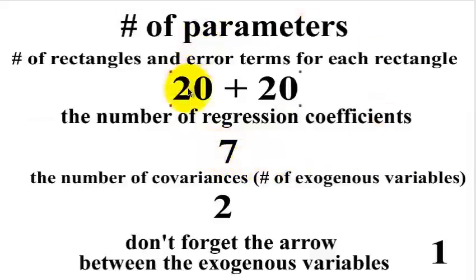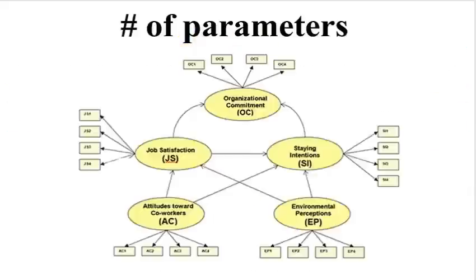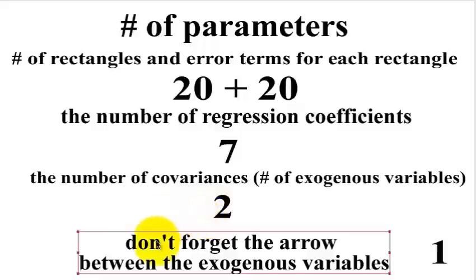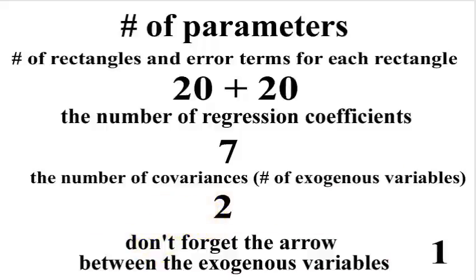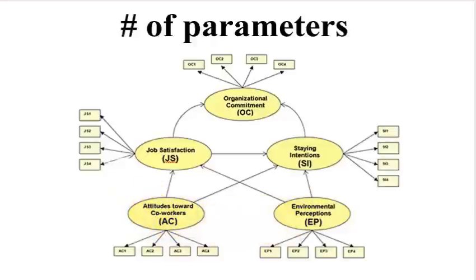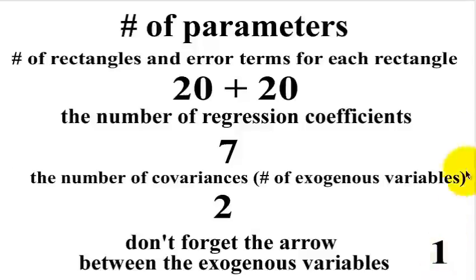We have 20 items. Those are the rectangles. And then 20 error terms. And how many exogenous variables do we have? 2. And here's something I don't want you to forget: anytime you have a set of exogenous variables, you should also always have a double-headed arrow between them. And you're going to add that up as a parameter. So you're going to add that 1. And if you add all this stuff up, 20 plus 20 plus 7 plus 2 plus 1, I think that's 50.